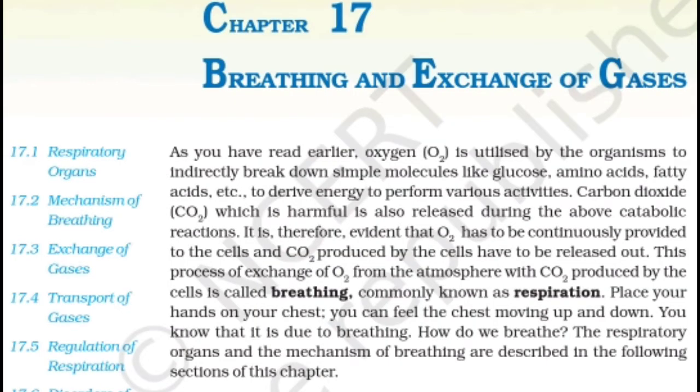Chapter 17: Breathing and Exchange of Gases. As you have read earlier, oxygen, that is O2, is utilized by the organism to indirectly break down simple molecules like glucose, amino acids, fatty acids, etc. to derive energy to perform various activities. Carbon dioxide, that is CO2, which is harmful, is also released during the above catabolic reactions. It is therefore evident that O2 has to be continuously provided to the cells and CO2 produced by the cells has to be released out.